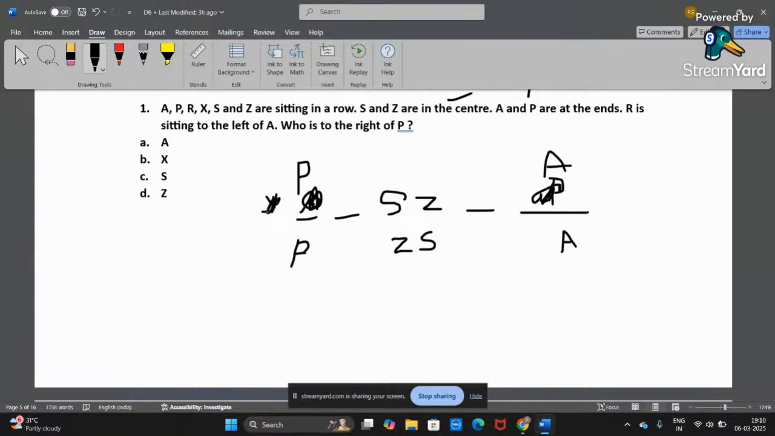Right. R is sitting to the left of A. That will be like this, right? So the remaining letter is what? A is done, P is done, R is done, X is the remaining one. These two are the possibilities we are getting. So who is to the right of P? Who is there? X, right? Your answer is X. Yes, Suraj, B is right. Now we'll move on to the next one.